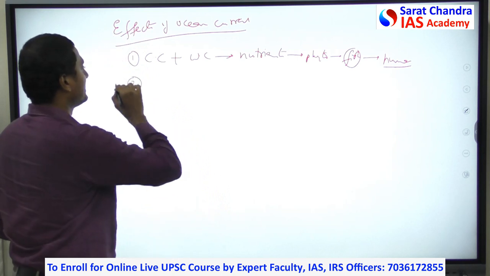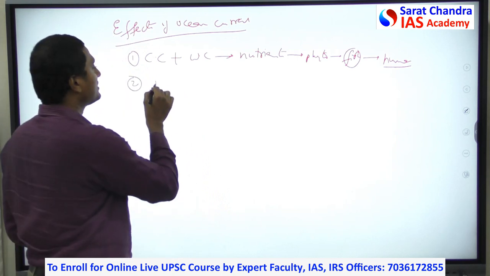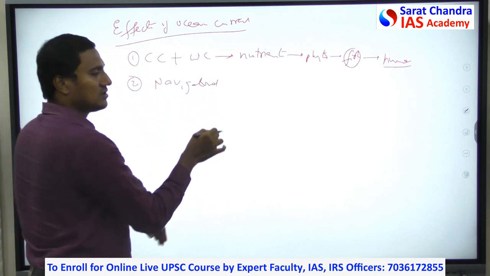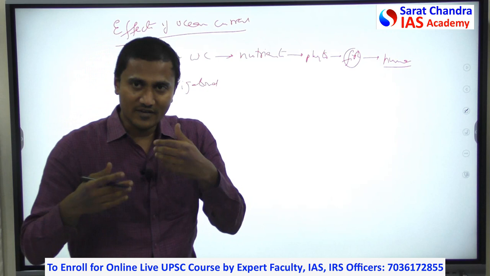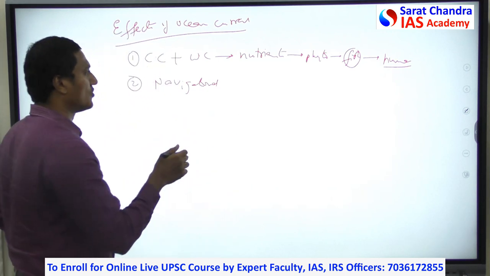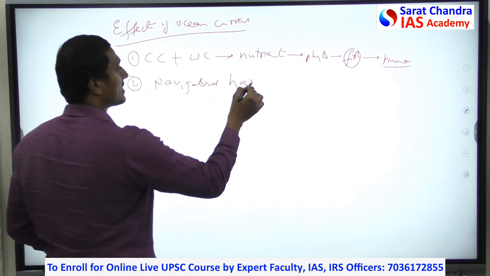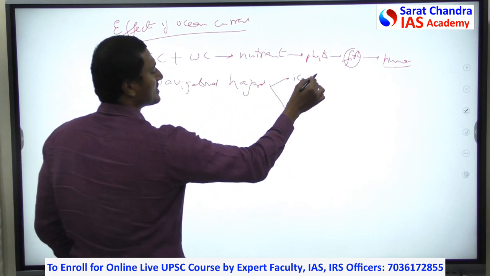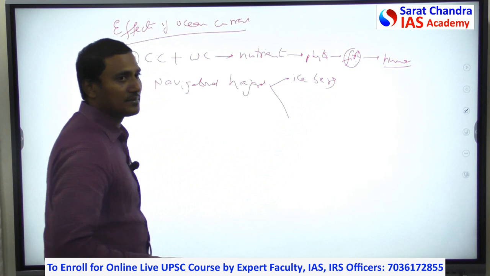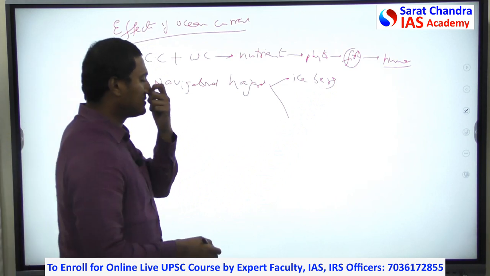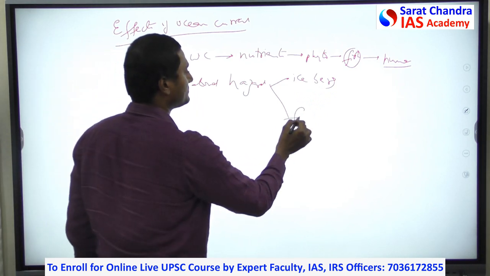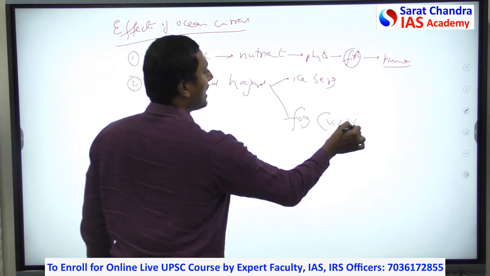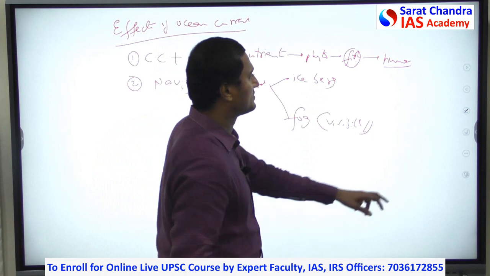Now, the second effect is, friends, navigational hazards. The ships go in the ocean. There are accidents because of the ocean currents. I'll tell you how. Navigational hazard can be in two ways. One is icebergs will sometimes hit the ships. Sometimes, you know what happens? Fog. Fog will reduce the visibility. I will tell you about the fog and iceberg also.